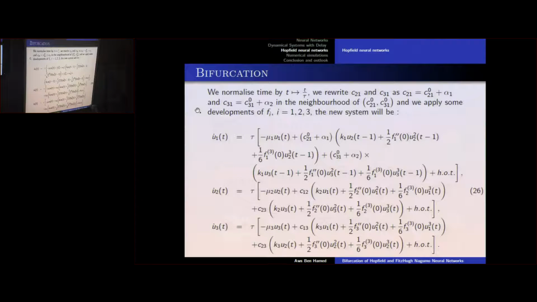And now, using normalization of time by t equal to t divided by 2, we will write C21 and C31 as new expressions: C21 is equal to C210 plus alpha 1, and C31 is equal to C310 plus alpha 2. Alpha 1 and alpha 2 are very small real values. And now we will apply some developments in the neighborhood of C21 and C31. We have U1 dot, U2 dot, and U3 dot. Some developments are made here.